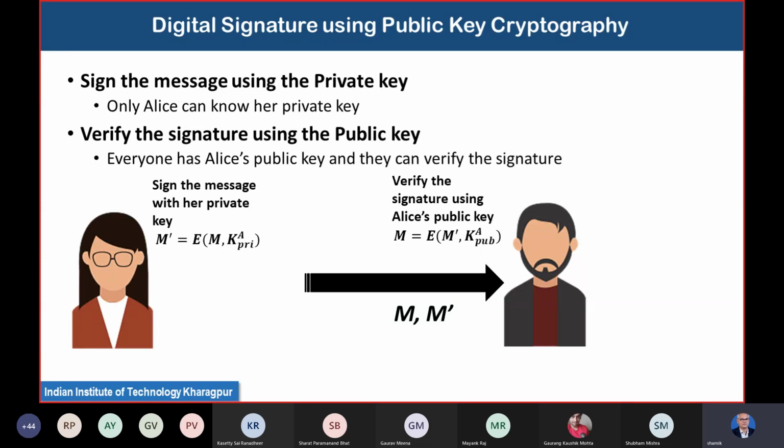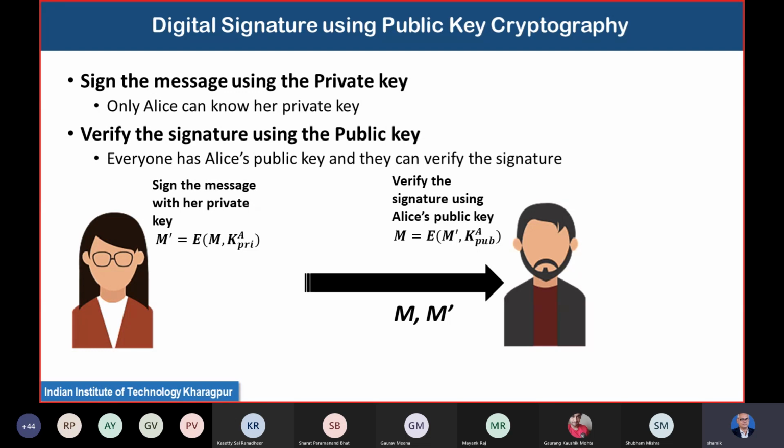Now you see that it guarantees all the three requirements. First of all, because the message could be decrypted by the public key of Alice, it must have been encrypted by the private key of Alice. Otherwise, it could not have been decrypted. So Bob knows that the message was indeed sent by Alice.